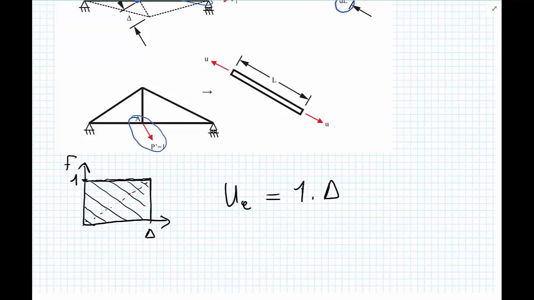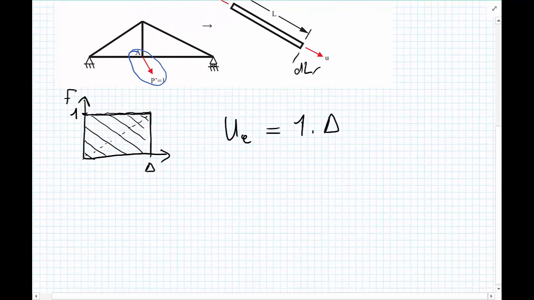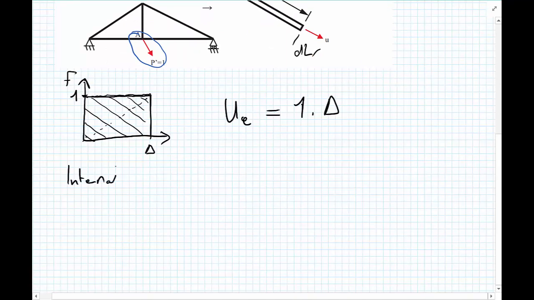In a similar manner, the virtual load applied will also do internal work. By applying this virtual load of 1, we will have a load U in each one of the bars. And each one of these bars will itself travel through DL. So we can say that the internal work done by the virtual load in one bar alone, U_I, would be equal to the U for the given bar multiplied by the DL, the extension of the given bar. And again, the U is always present.